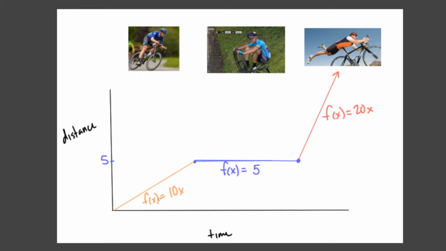You'll notice that we have different functions that are happening. We have one linear equation down here. We have one static equation right here where there is no change. And then we go back to having a linear equation here as well.